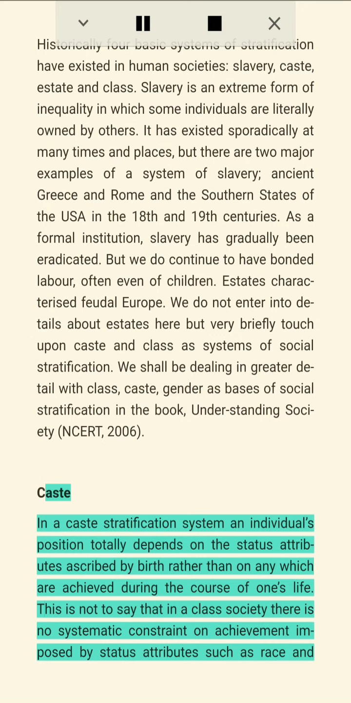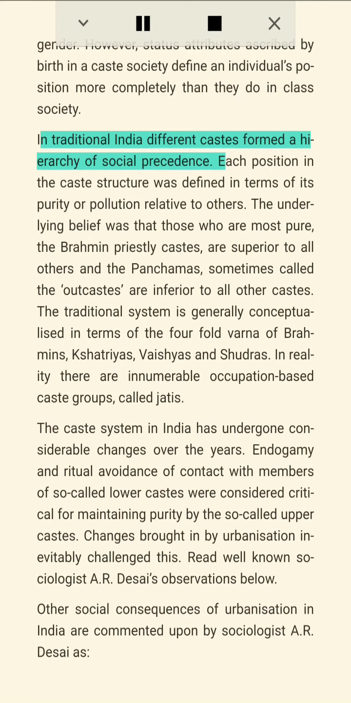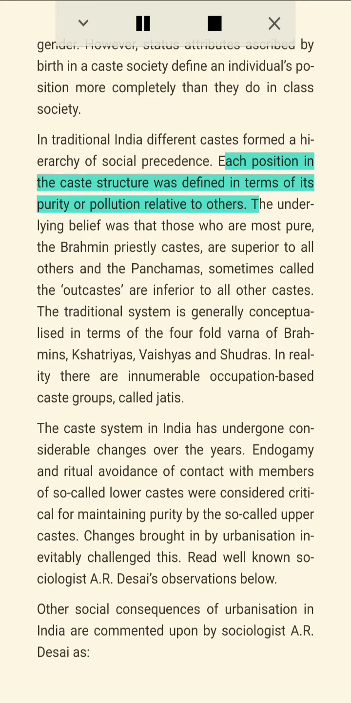birth rather than on any which are achieved during the course of one's life. This is not to say that in a class society there is no systematic constraint on achievement imposed by status attributes such as race and gender. However, status attributes ascribed by birth in a caste society define an individual's position more completely than they do in class society. In traditional India, different castes formed a hierarchy of social precedence.